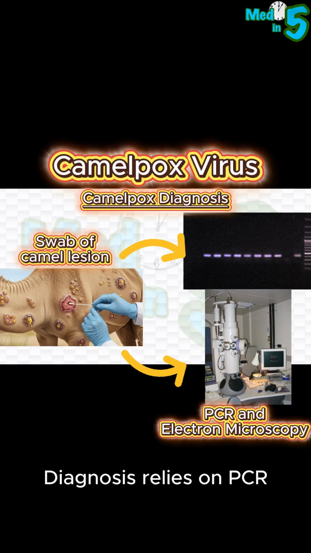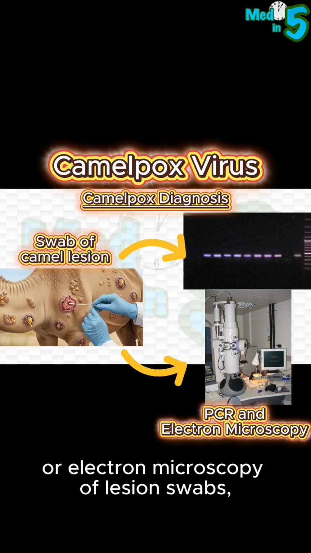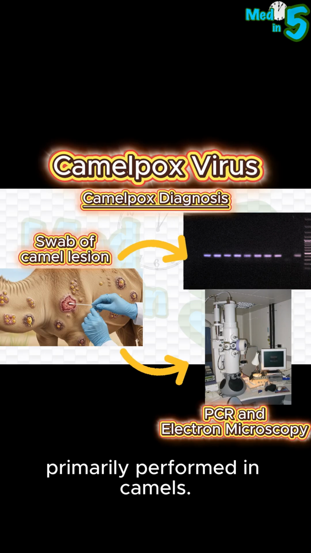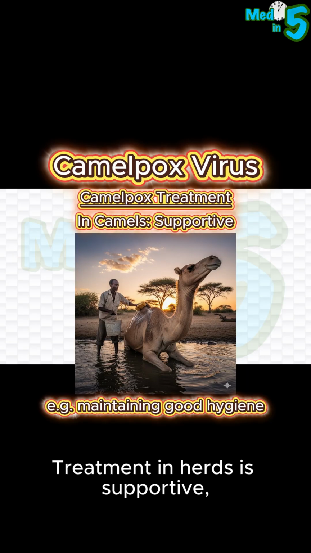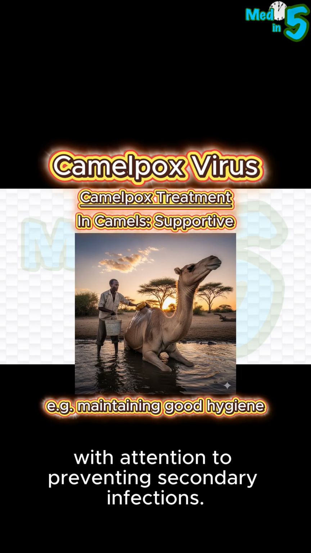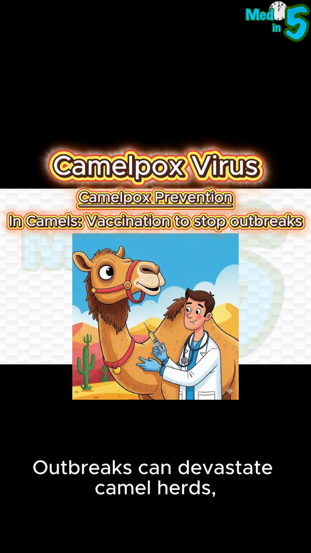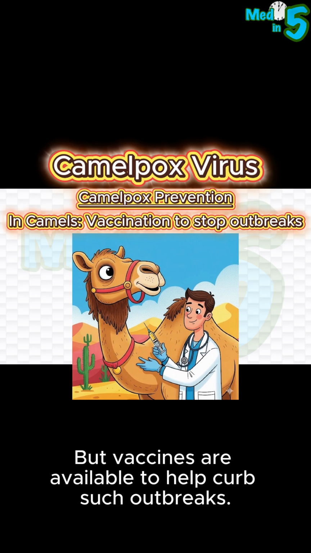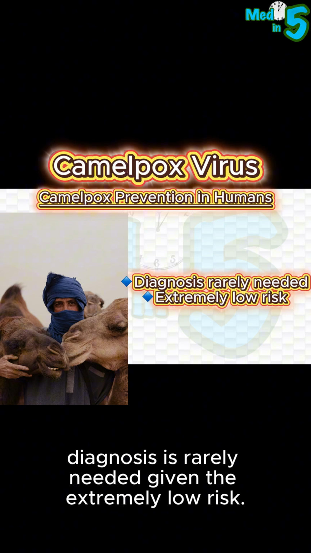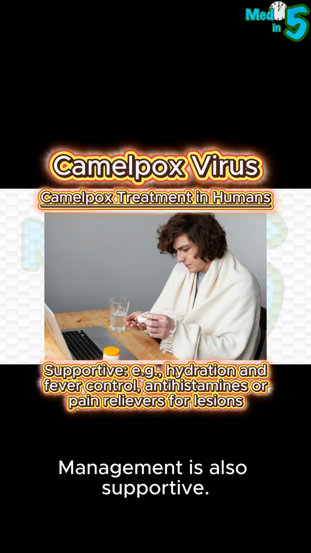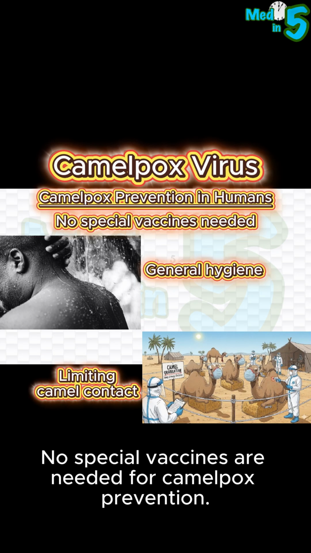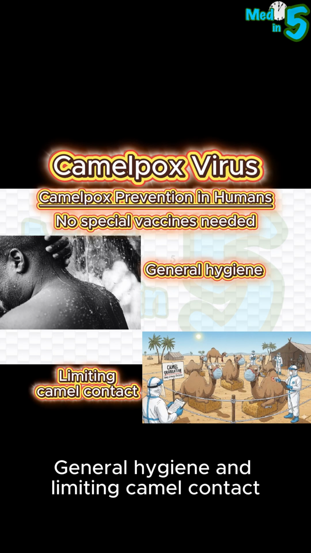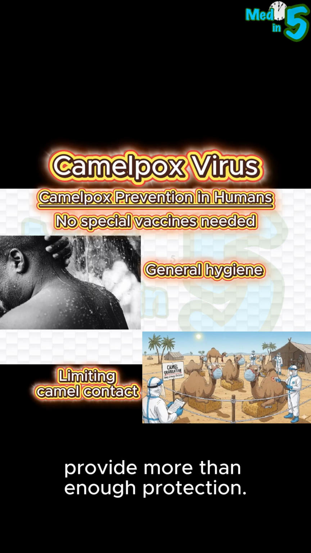Diagnosis relies on PCR or electron microscopy of lesion swabs, primarily performed in camels. Treatment in herds is supportive, with attention to preventing secondary infections. Outbreaks can devastate camel herds, hurting the livelihood of pastoral communities, but vaccines are available to help curb such outbreaks. In humans, diagnosis is rarely needed given the extremely low risk. Management is also supportive. No special vaccines are needed for camelpox prevention. General hygiene and limiting camel contact provide more than enough protection.